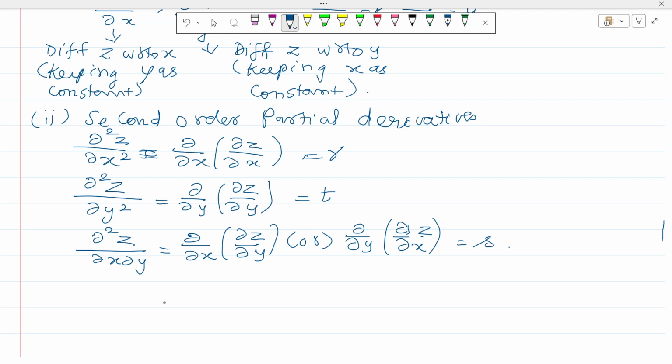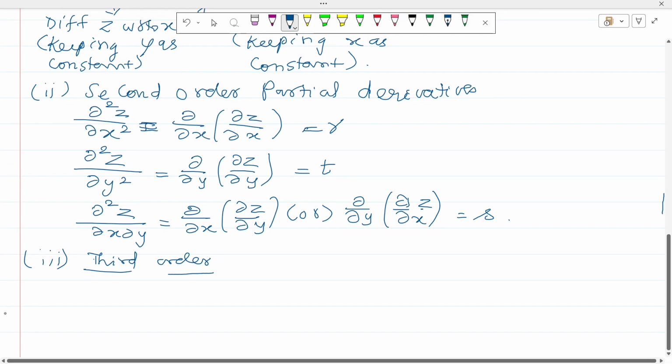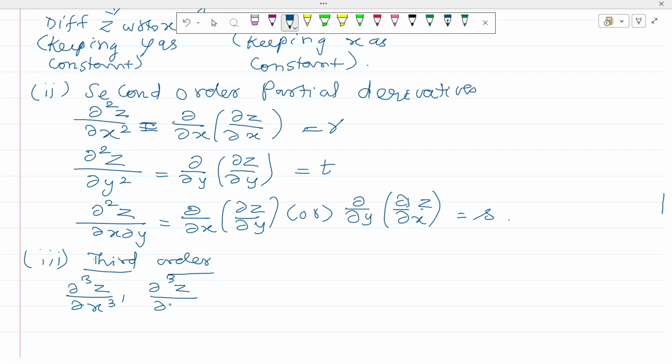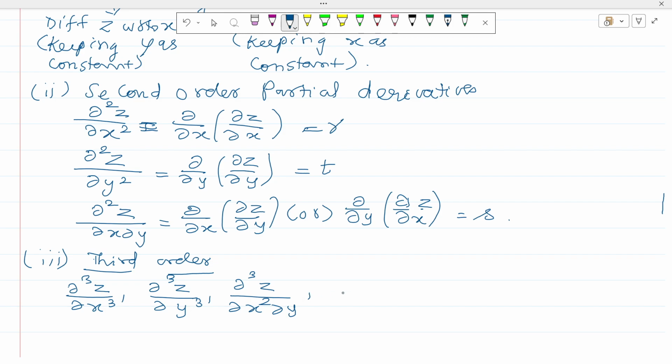Now we go for the third order partial derivatives. The third order partial derivatives are dou cube z by dou x cube, dou cube z by dou y cube, and one more is dou cube z by dou x square dou y, comma, dou cube z by dou x dou y square.